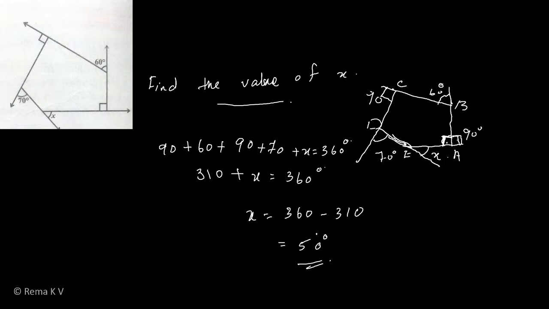In the figure, this angle is given as 90 degree. Since it forms a linear pair with this one, this is also equal to 90. This angle is given as 60. Here this symbol is for 90 degree. And then this exterior angle is given as 70. This is x. Sum of the exterior angles is equal to 360 degree. And the sum gives 310.